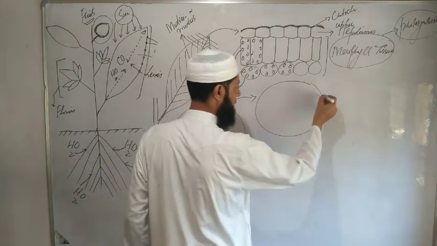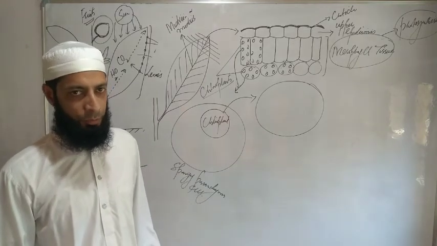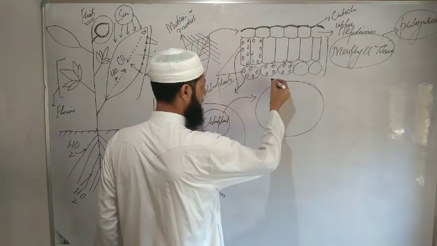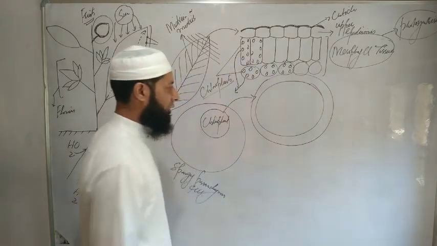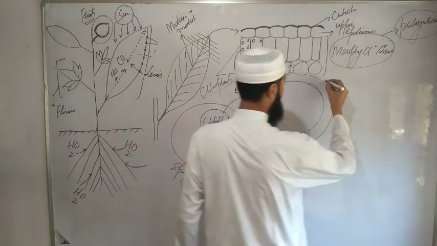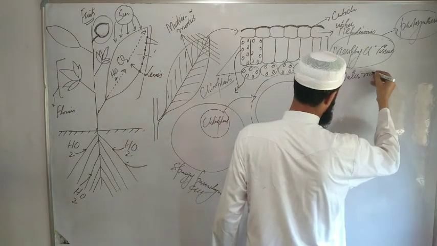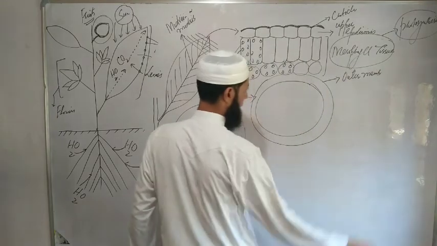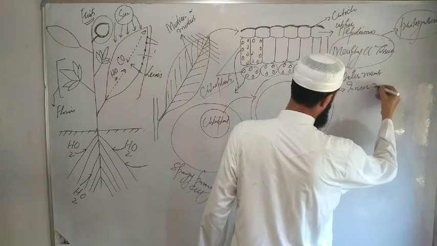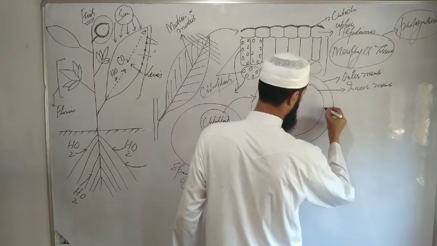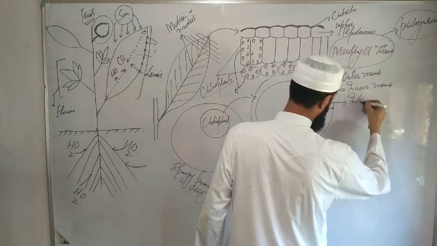and when we see the electron micrograph of the chloroplast, it is seen as a double membranous structure. Outside you have the outer envelope or outer membrane. Then you have an inner envelope or inner membrane. Then between the two you have a space called the intermembrane space.